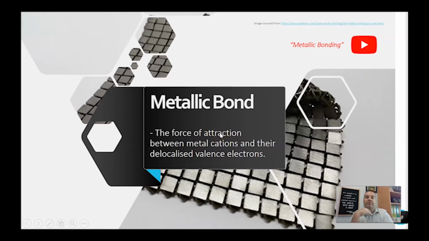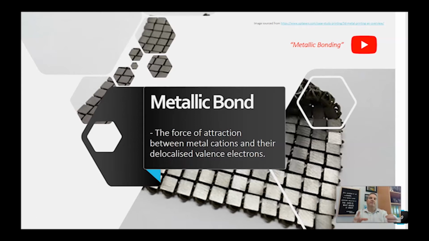We're talking about if you've got something like sodium metal, that you've got sodium atoms, right, that have lost their electrons to become sodium ions. And those electrons they've lost are what we call delocalized. So the term delocalized, if something's delocalized, this means it's not found in one particular spot.